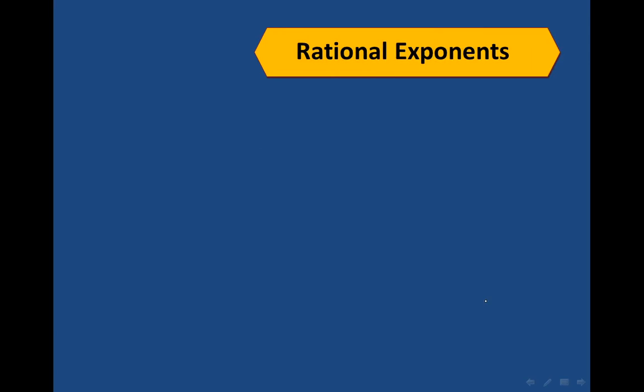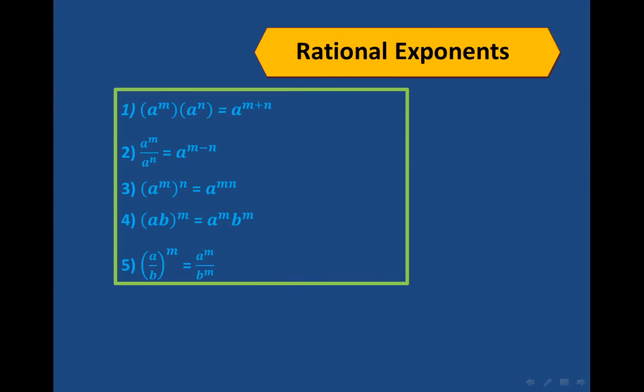Rational exponents. You know that the first rule: a power m multiplied by a power n equals a power m plus n. Also, a power m divided by a power n equals a power m minus n. A power m all power n can be calculated as a power m times n. (a multiplied by b) all power m equals a power m multiplied by b power m.